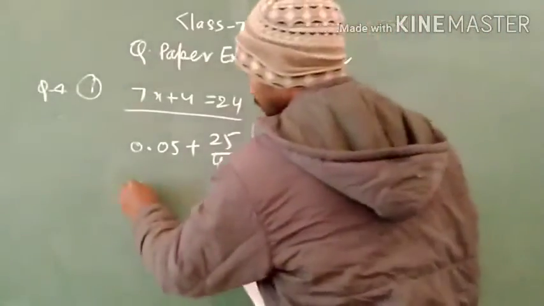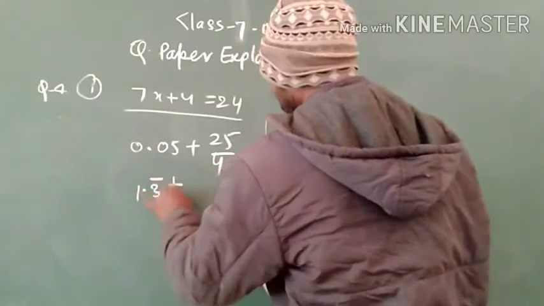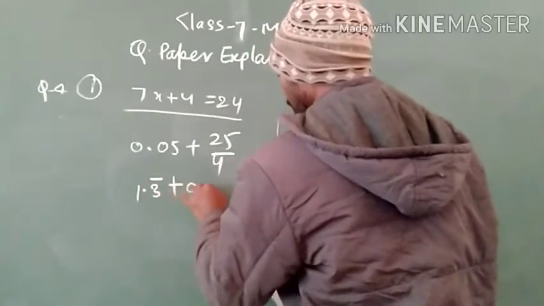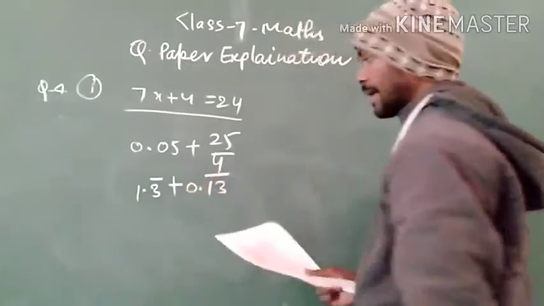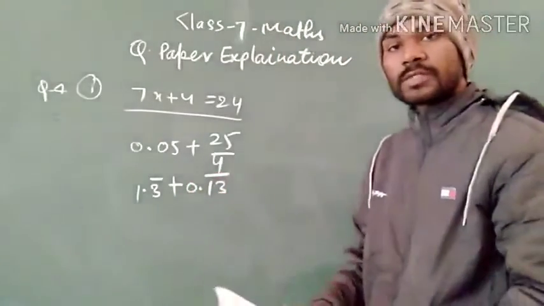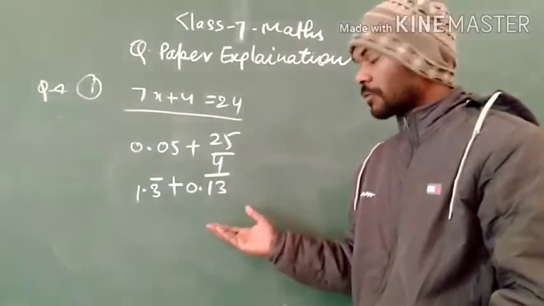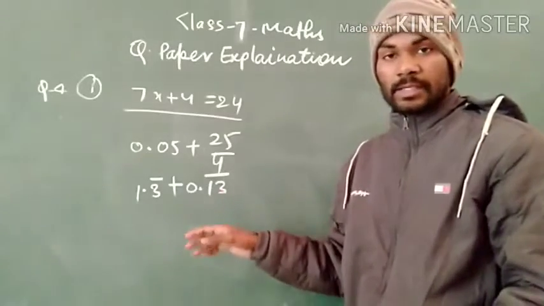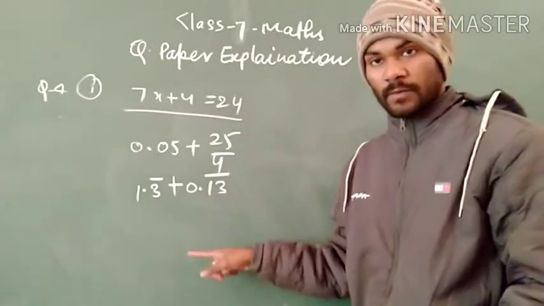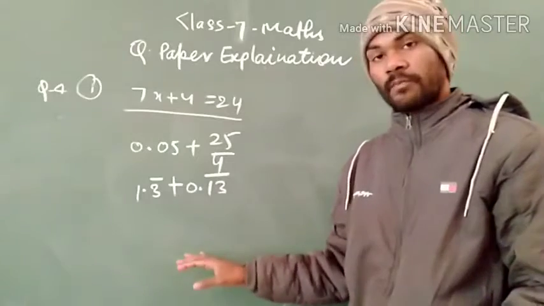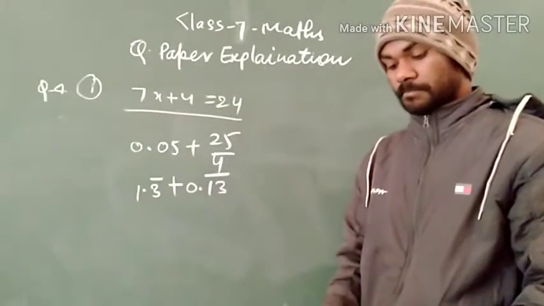add. The given is 1.3 bar plus 0.13 bar, and I told you how to convert such types of repeating decimals into fractions. So first of all convert these into fractions and then add them.